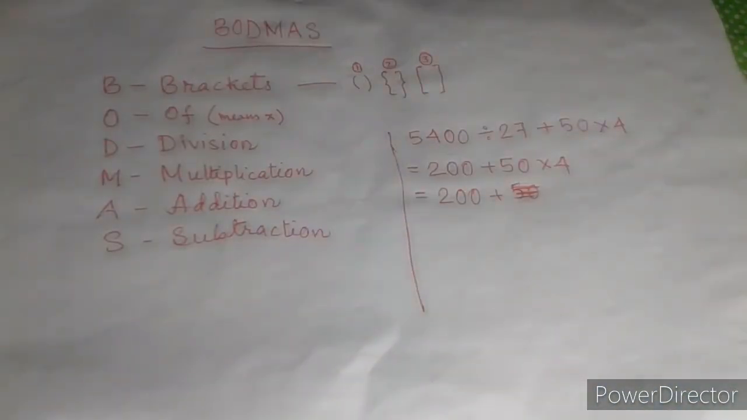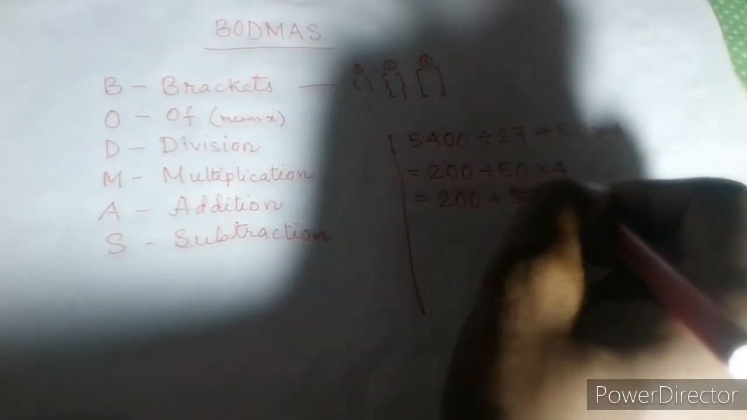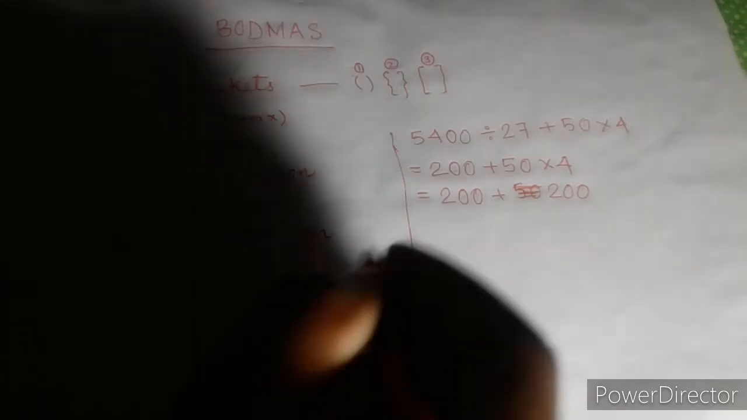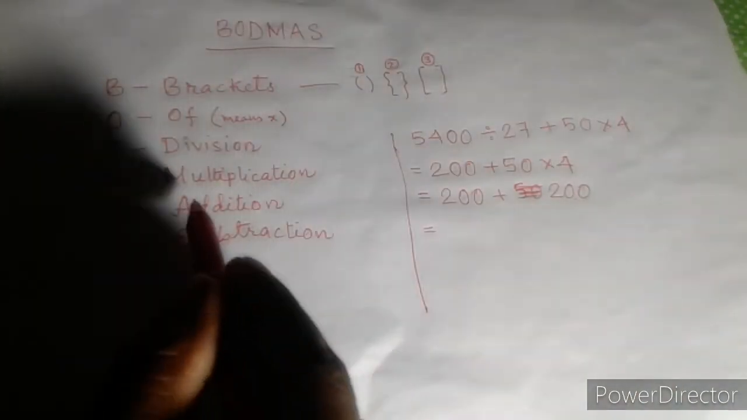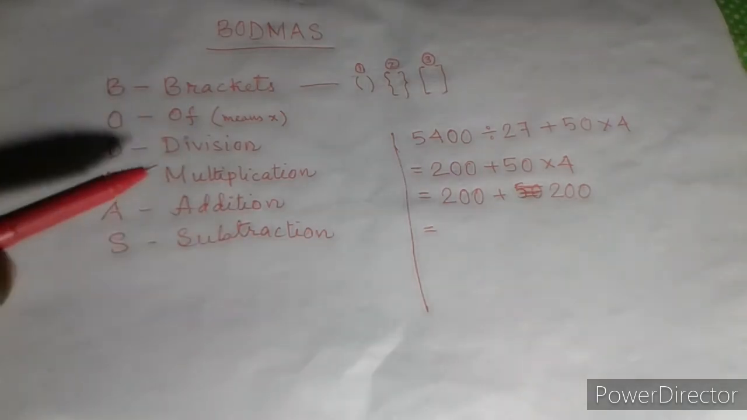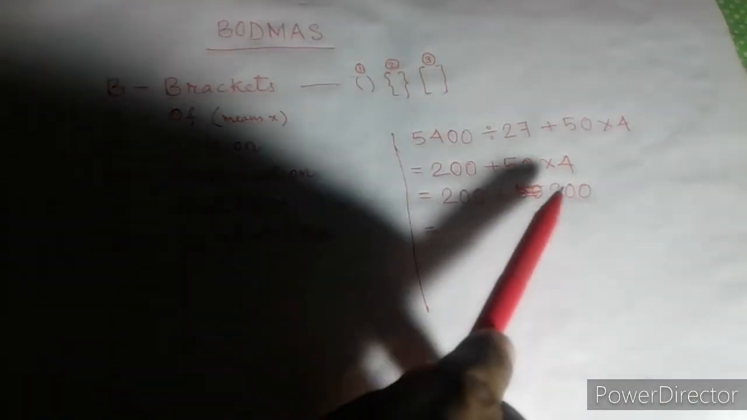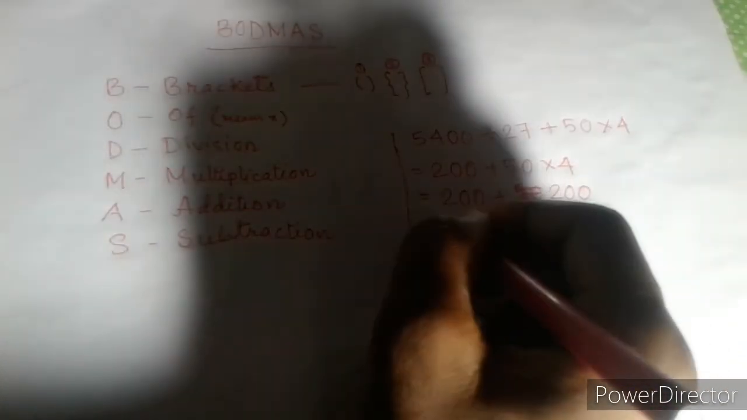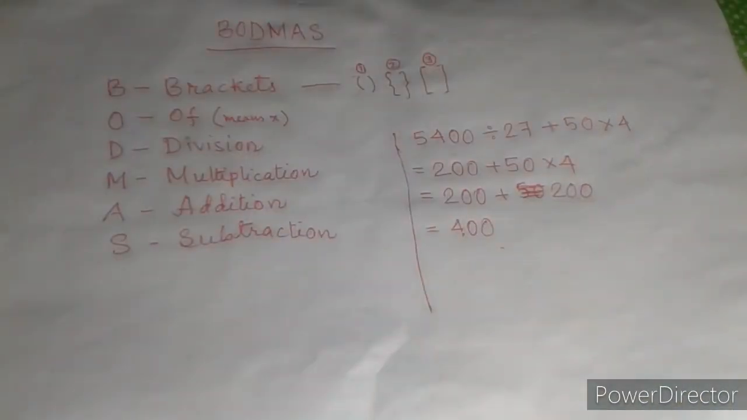first we'll multiply 50 into 4. 50 into 4 equals 200. So I have written here 200. Then there is no multiplication sign, multiplication is already over. Then next we'll move to A for addition, and there is addition 200 plus 200. So 200 plus 200 equals 400, and the correct answer is 400.